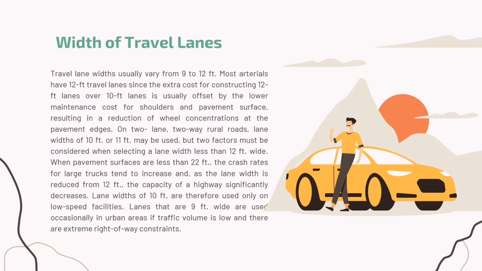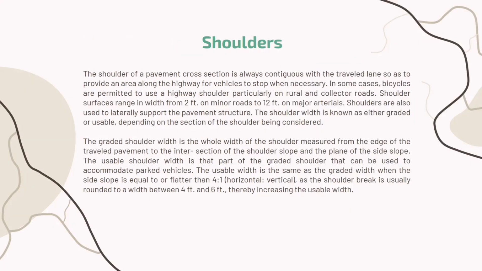When pavement surfaces are less than 22 feet, the crash rates for large trucks tend to increase, and as the lane width is reduced from 12 feet, the capacity of the highway significantly decreases. Lane widths of 10 feet are therefore used only on low-speed facilities. Lanes that are 9 feet wide are used occasionally in urban areas if traffic volume is low and there are extreme right-of-way constraints. The next cross-section element is shoulders.